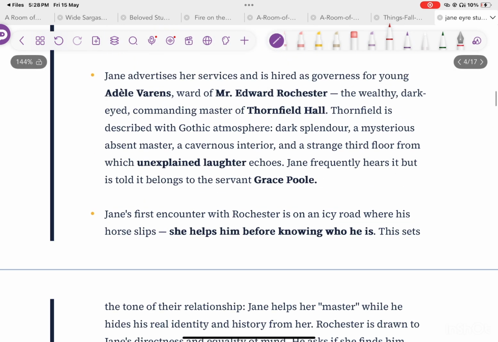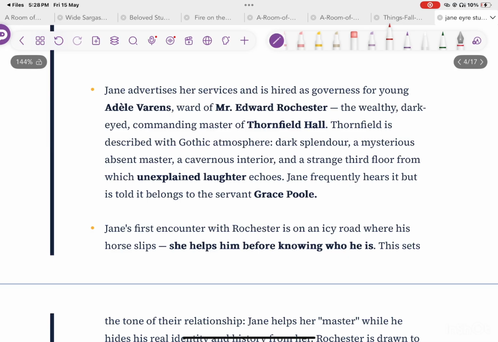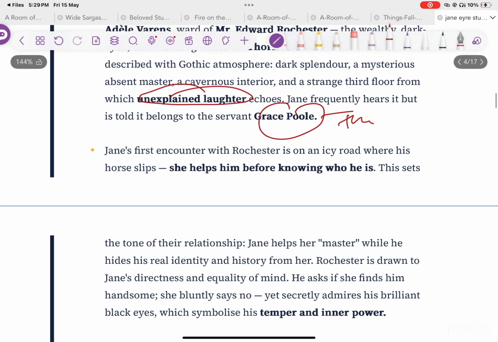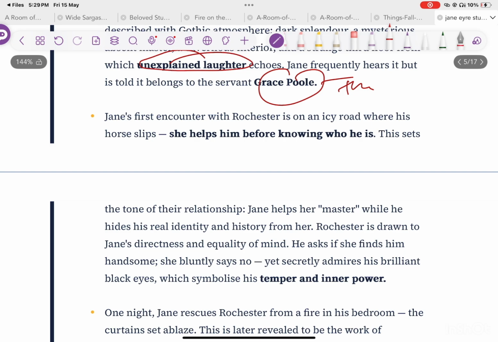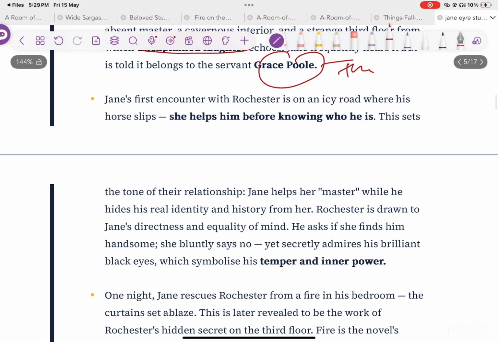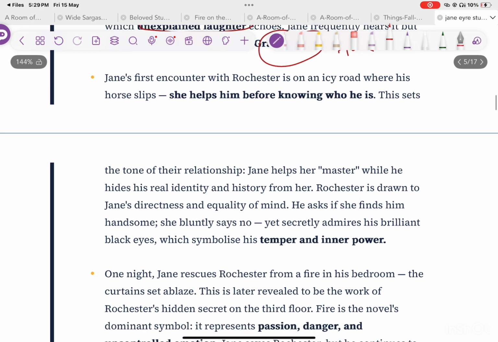So what happens? She joins as a governess to Adele Varens. Adele is a ward of Edward Rochester in Thornfield Hall, and when she goes there, she experiences unexplained laughter coming from the third floor. Another servant advises her that this laughter is from Grace Poole, one of the servants who behaves strangely. And then, when she was walking, she meets Edward Rochester, the owner of the house, and they instantly develop a fondness for each other.